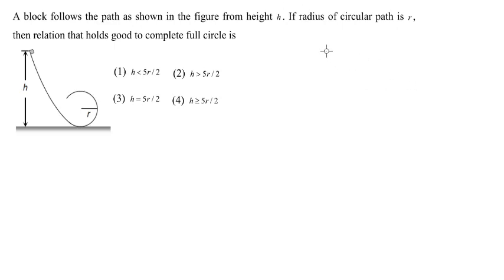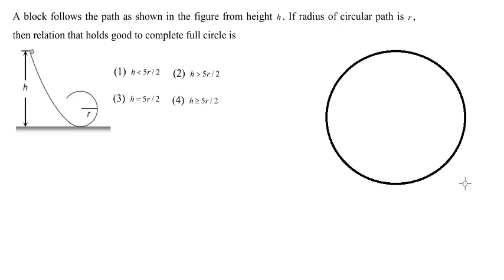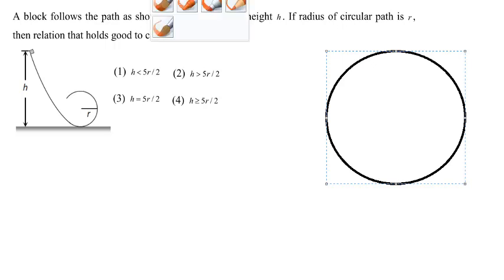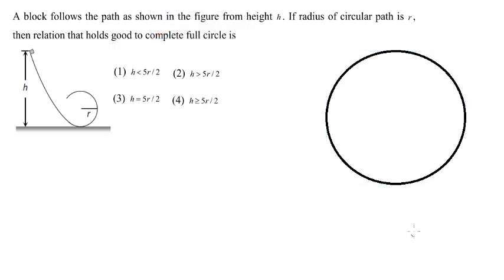See, if a particle is in a vertical circular motion, then it requires a certain minimum speed at different points. If it has to complete one circular path, it needs a minimum speed of root 5gr at the bottom, where r is the radius of that circle. When it reaches the top, the minimum speed should be root gr.